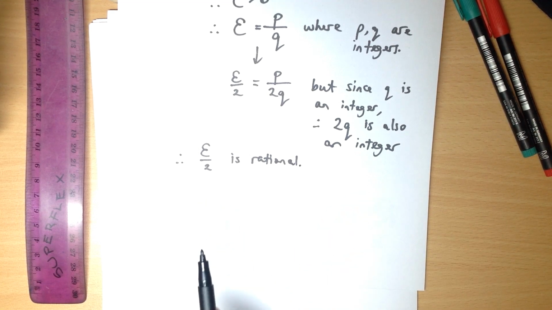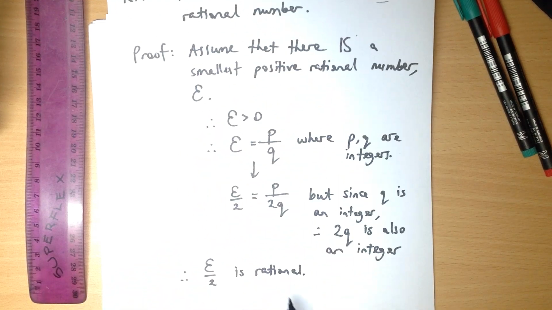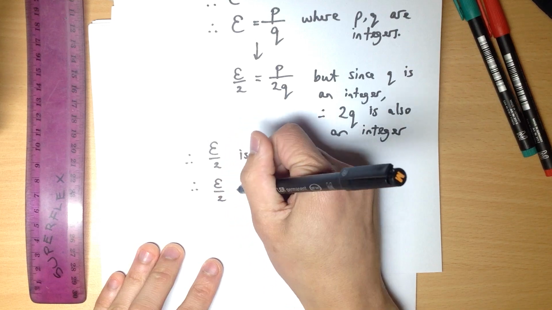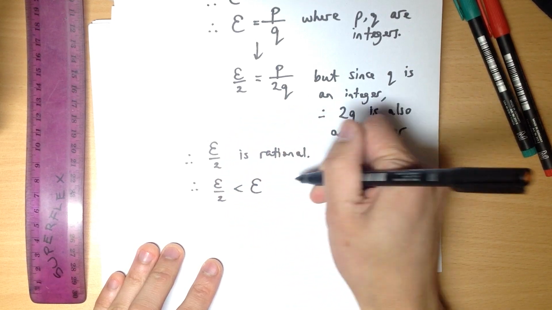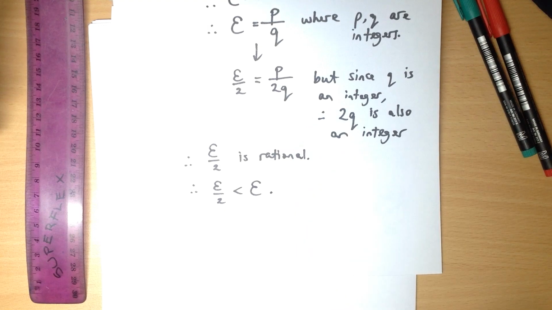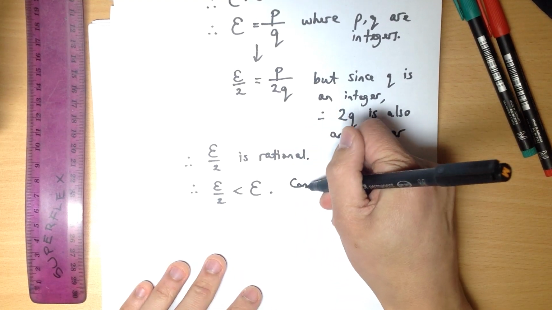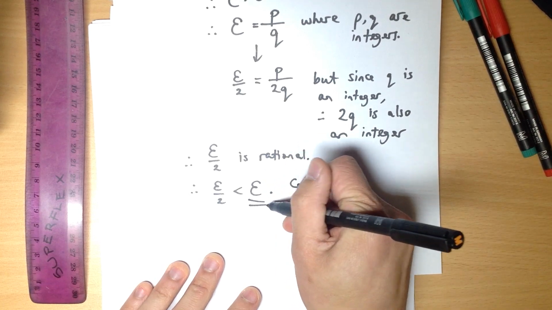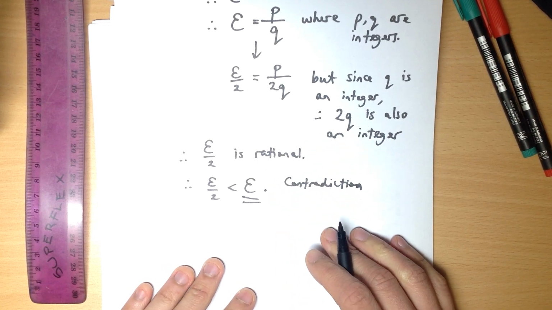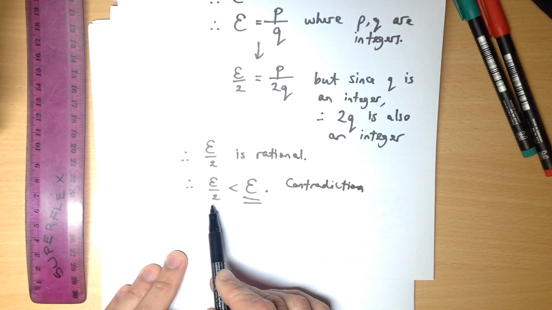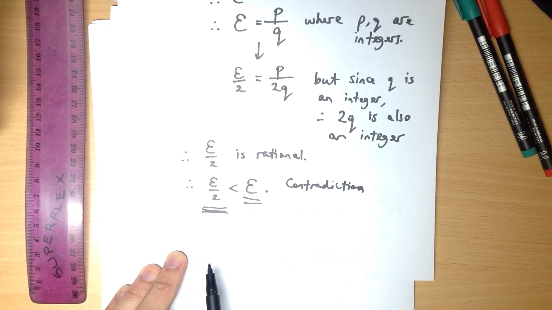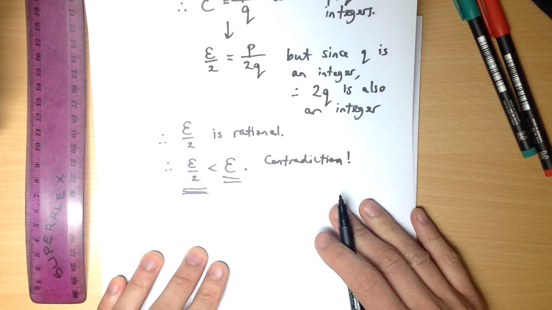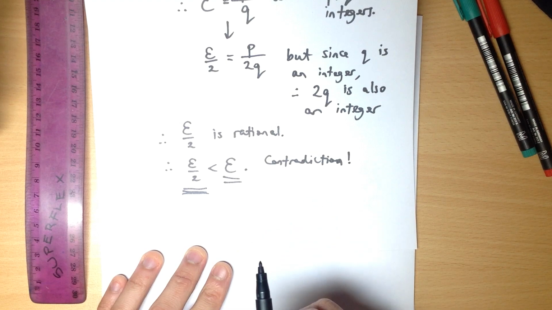Since Epsilon on 2 is rational, but Epsilon is greater than 0, that means Epsilon on 2 must be smaller than Epsilon, the number I started with. But that's a contradiction because I said that Epsilon must be the smallest possible positive rational number. That's where I started. But now, just by doing some simple maths, I've come up with a new smallest positive rational number. So this is a contradiction.